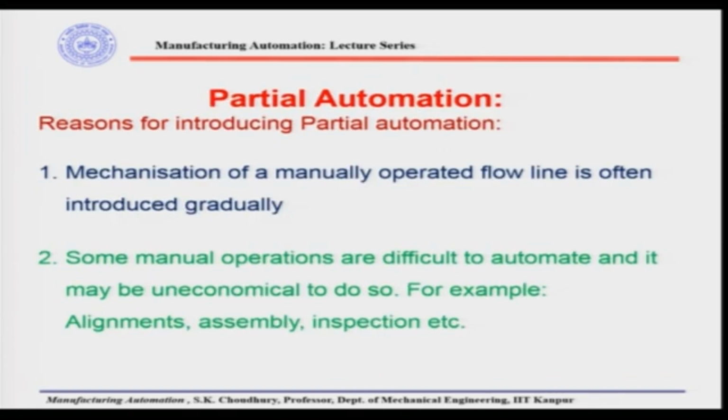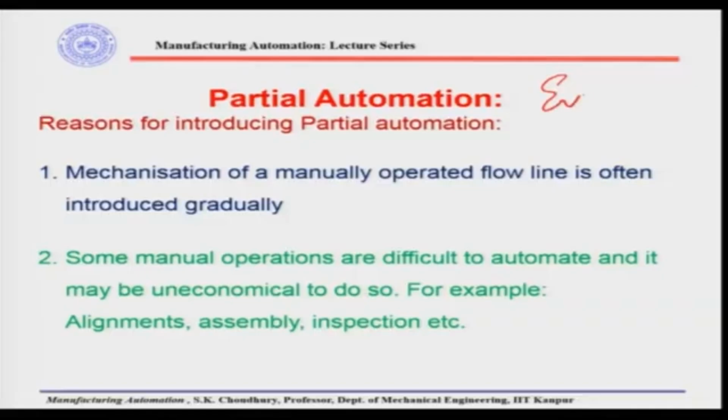What is the partial automation? If you remember, in the beginning I told you that automation actually begins where the mass production leaves off. That means automation cannot come overnight. It is a gradual process, and we call it the evolution. Okay. Evolution.